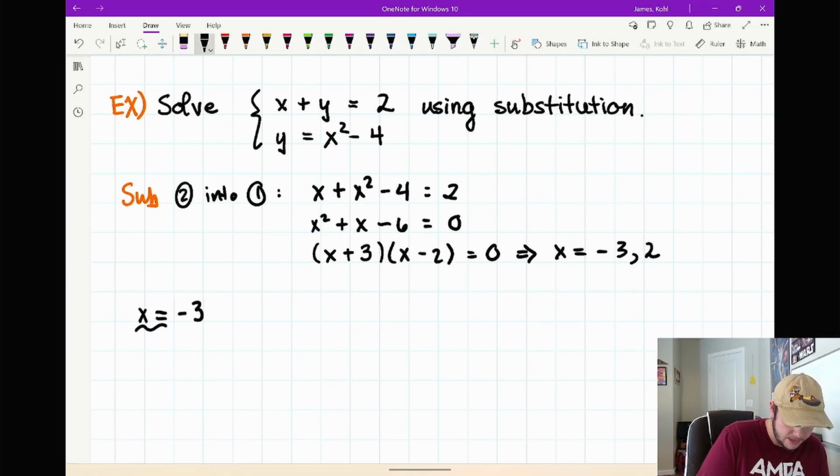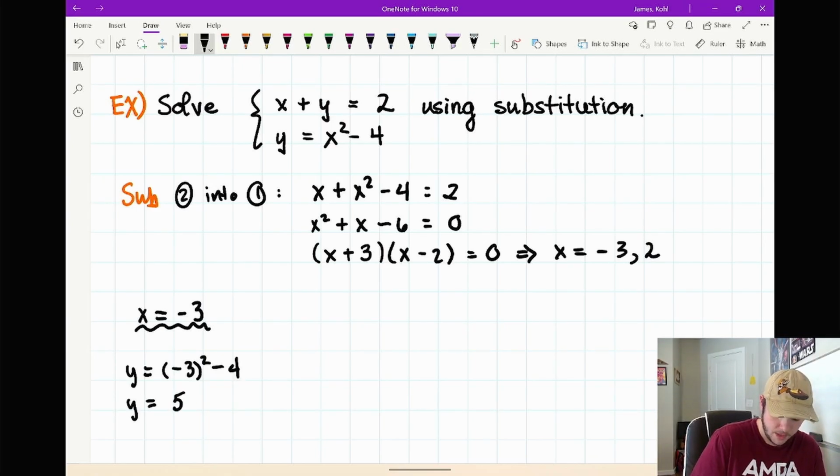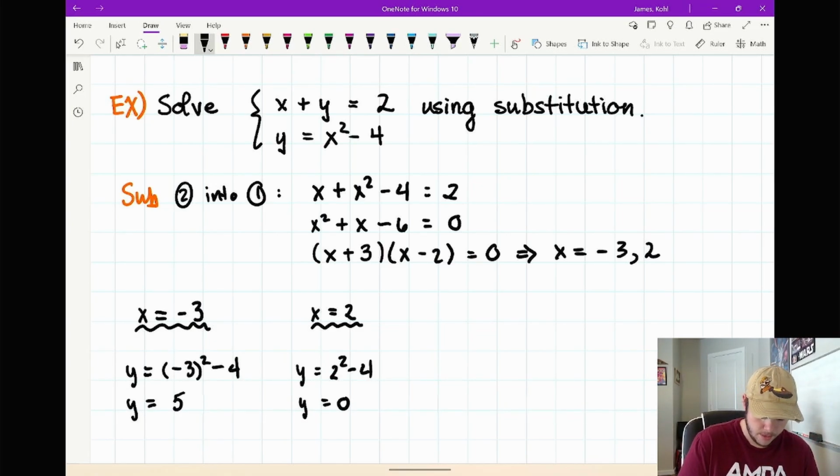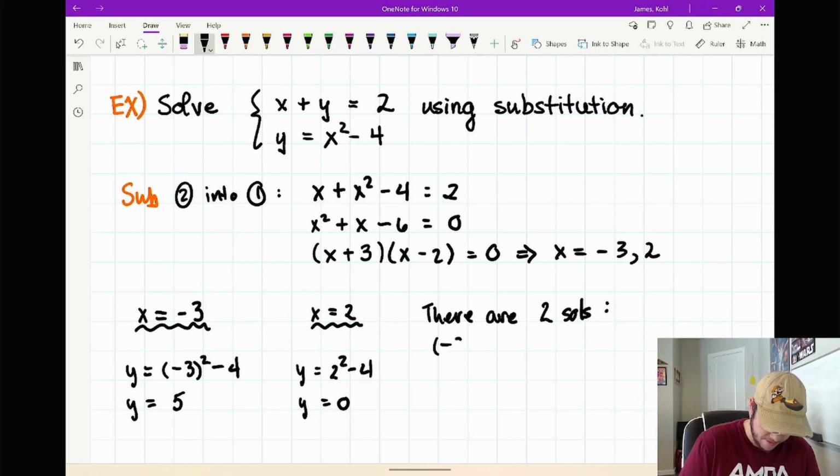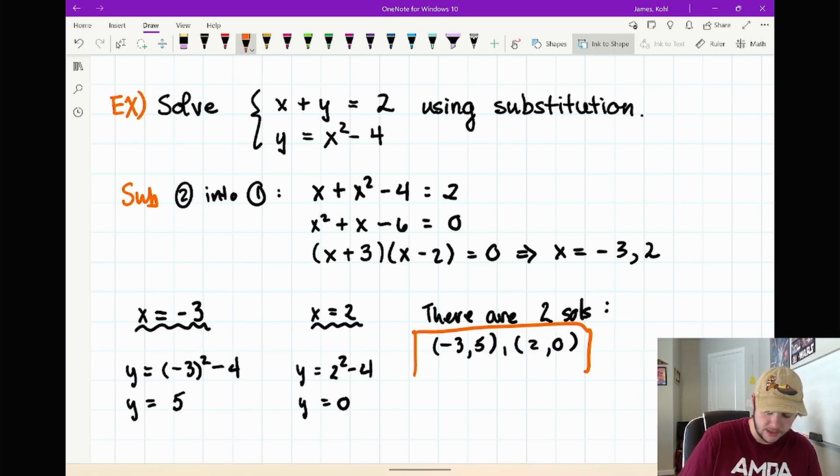So in the negative 3 case, then my bottom equation tells me that y is negative 3 squared minus 4, or 9 minus 4 is 5. If x is 2, then this tells me y is 2 squared minus 4, or 0. So there are two solutions. One of those is negative 3 comma 5. The other one is 2 comma 0. So these together are solutions to the system.